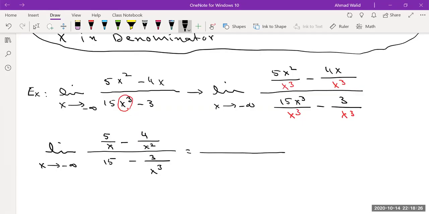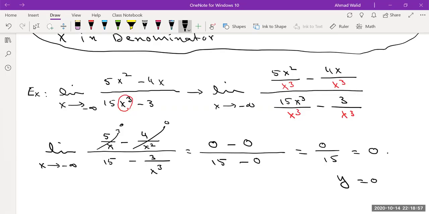Now, if you plug in negative infinity, the limit of 5 over x as x approaches negative infinity gives you 0. It means this part becomes 0. Also, this part becomes 0. It means 0 minus 0 over 15 minus 0, which gives you 0 over 15, which your answer is what? 0, correct? It means the line y equals 0 is your horizontal asymptote for the given function, correct?